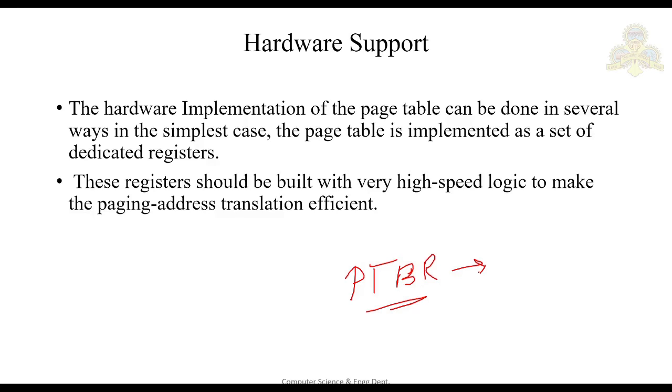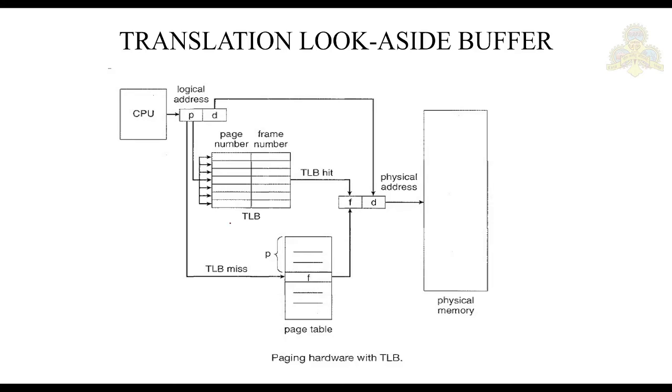We have a solution for this: we can use a special small fast lookup hardware cache called the TLB, that is, translation look-aside buffer, right? So the TLB is the solution for this one. The TLB is a fast lookup hardware cache. It is small. Here again the TLB is high speed, and each entry in your translation look-aside buffer, the TLB, contains two parts.